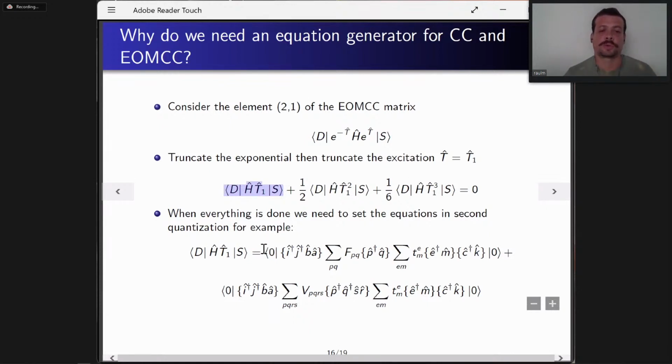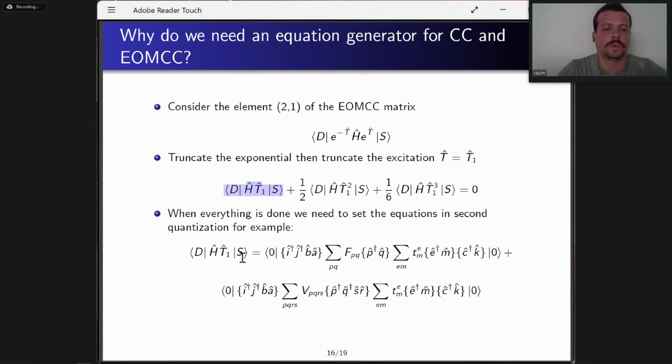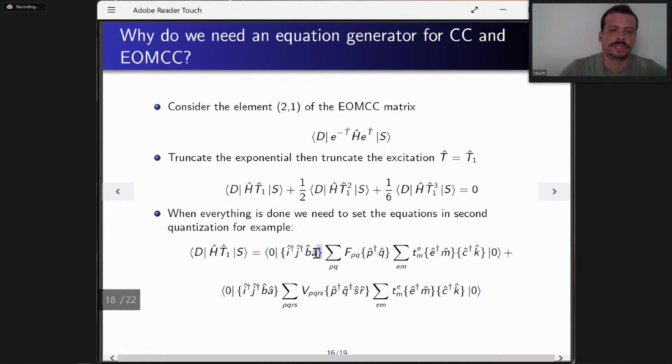Then we need to express this block, the block 2,1, in second quantized form. When we do it, we first obtain these doubly excited configurations as strings of second quantization operators. And the H, if you remember, will be split into the F term and the V term, the one-electron and two-electron operators. And then we have the T1, which will span all the possible single excited state configurations, and then S, which is just a single excited state.